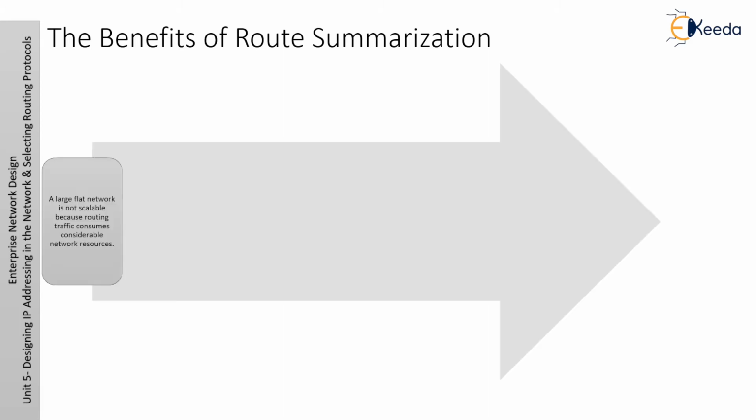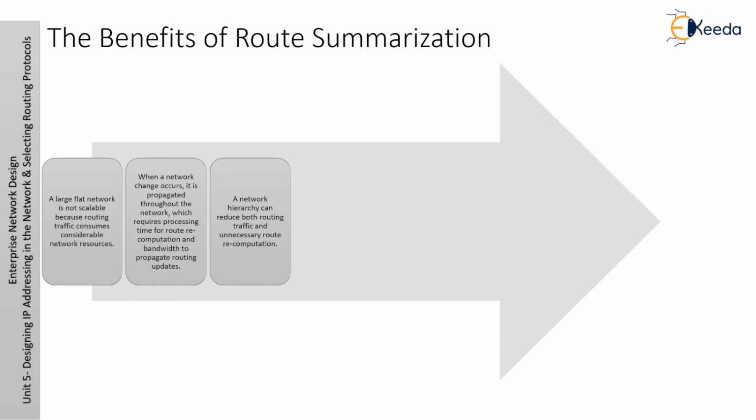Benefits of route summarization. A large flat network is not scalable because routing traffic consumes considerable network resources. When a network change occurs, it is propagated throughout the network, which requires processing time for route recomputation and bandwidth to propagate routing updates. A network hierarchy can reduce both routing traffic and unnecessary route recomputation. To accomplish this, the network must be divided into areas that enable route summarization. So we need to divide the area where we need route summarization.